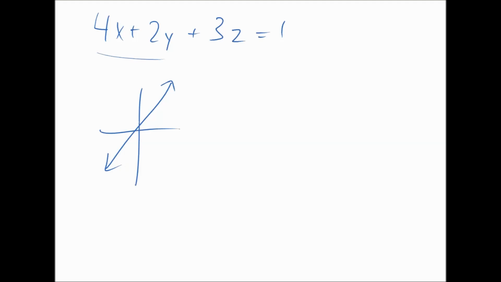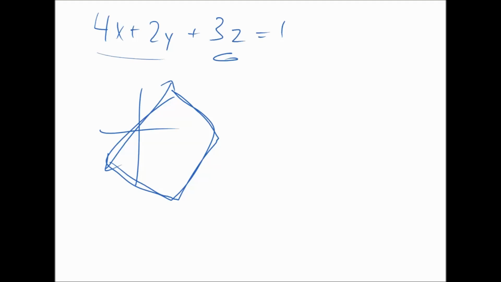Today we're going to talk about linear equations with three variables. So for example, 4x plus 2y plus 3z equals 1. We're used to seeing things with just x and y. Things with just x and y are a line on a graph. But when you add in a z, it actually turns it into a plane. So it makes it have three dimensions, x, y, and z.